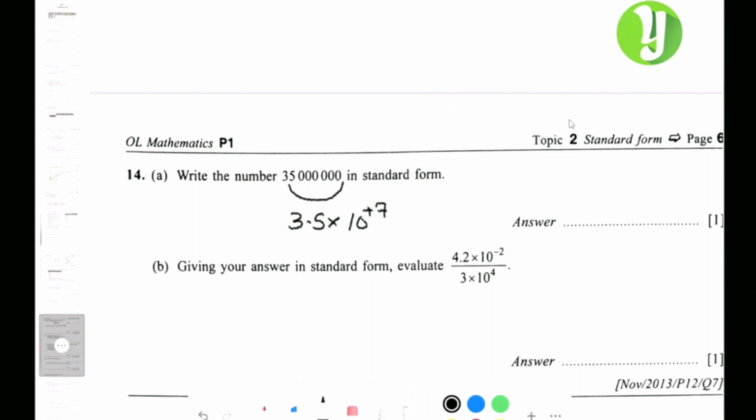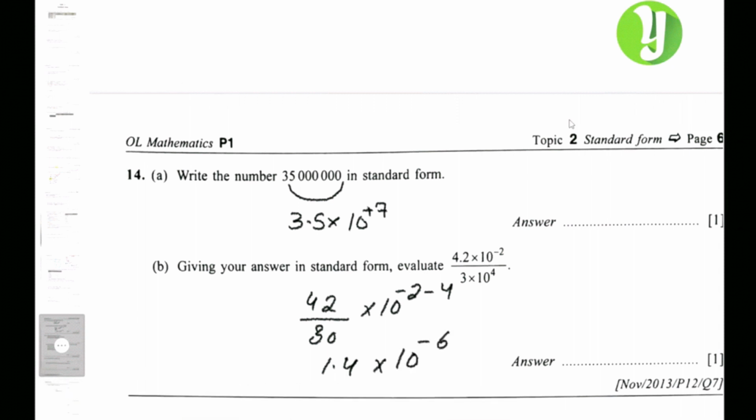Now 4.2 times 10 power of minus 2 and 3 times 10 power of 4. So now same method, we have to remove the decimal from the numerator and increase a 0 in the denominator. So minus 2 and the minus 4. And if I divide 42 by 30, using the 2 times table, it's 1.4 times 10 power of minus 6. Okay, and there is no need to write the number into standard form because 1.4 lies between 1 and 10.